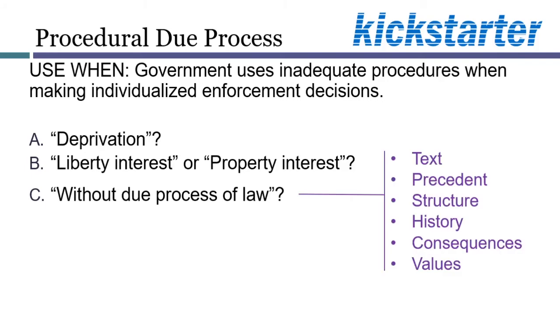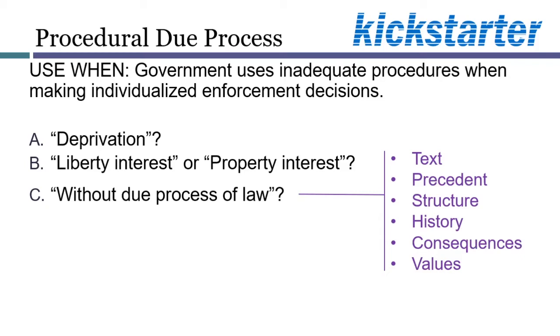So on the request for court-appointed counsel, a court might think about the text. The Sixth Amendment gives a right to counsel in criminal cases, but there's no mention of right to counsel elsewhere. A court might then look for precedents that are on point, or if they're not directly on point, at least in the neighborhood. A court might think about structural considerations like separation of powers or federalism. Those questions might arise because a federal court could be telling a local executive branch how to behave. A court might consider the history of past American practices and whether traffic courts have traditionally appointed counsel, and so on, thinking about consequences of this decision and the values that it reflects.